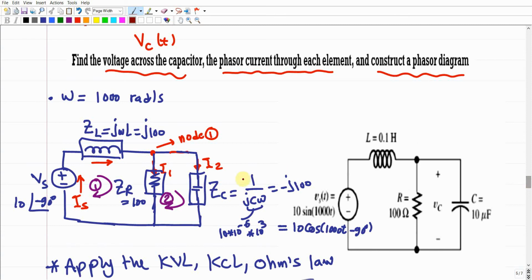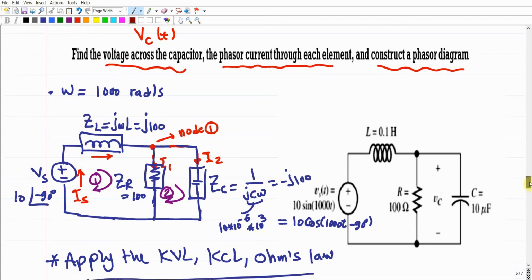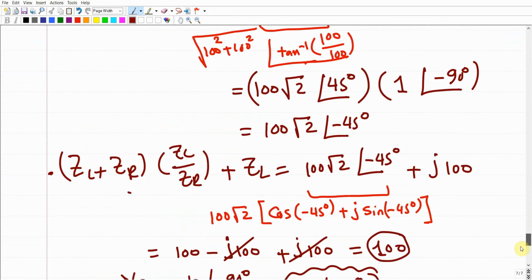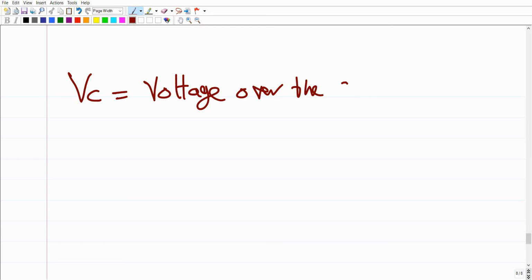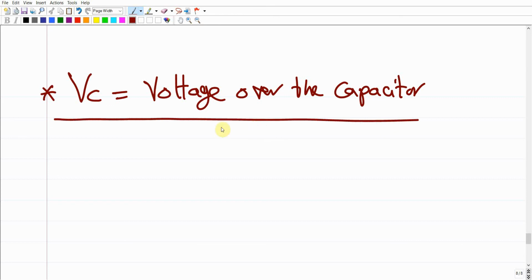So the voltage over the capacitor, according to this circuit, should be I2 times ZC, right? And we already got I2. So your objective is just to multiply by ZC to end up with the voltage over the capacitor. And this is the last thing that we're going to do. So the voltage VC, which is the voltage over the capacitor, this is what we would like to calculate here, right?